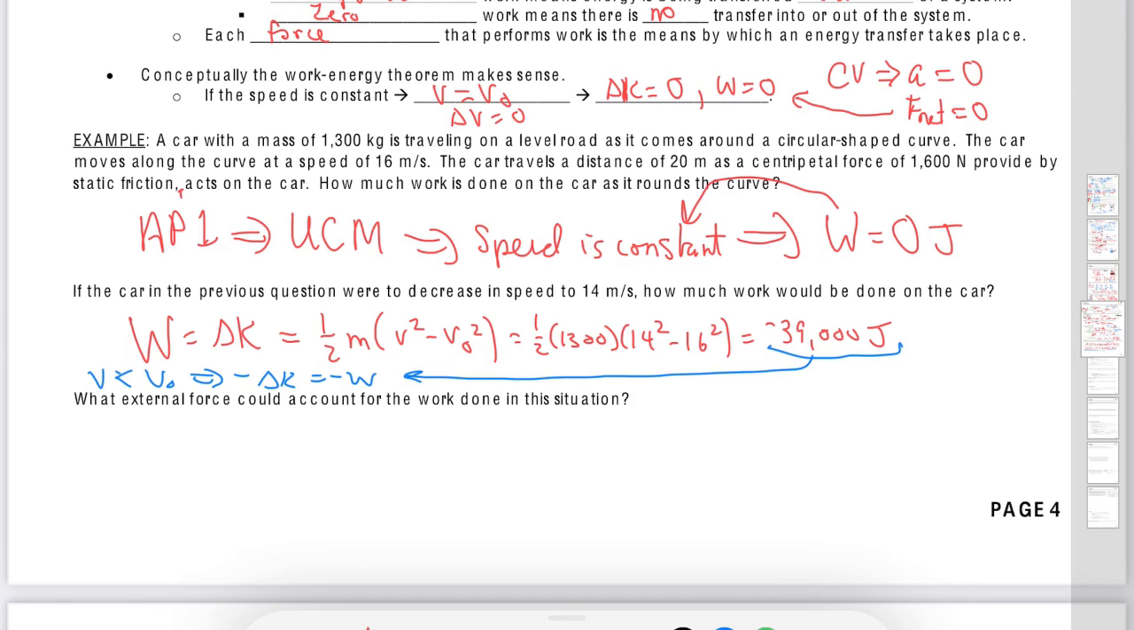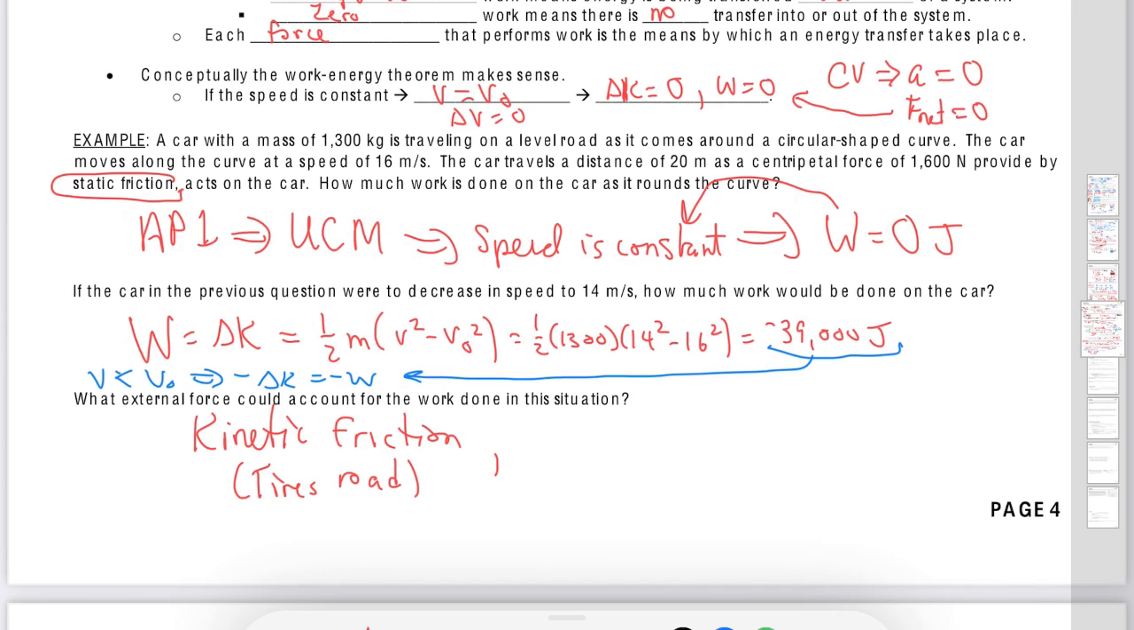So notice up here we talk about static friction. It's not going to be that, because static friction applies when the car is not going to skid or slide into or out of the circle, but the wheels are moving. And so what force could be present? Well, the kinetic friction. The friction between the tires and the road is one possible external force.